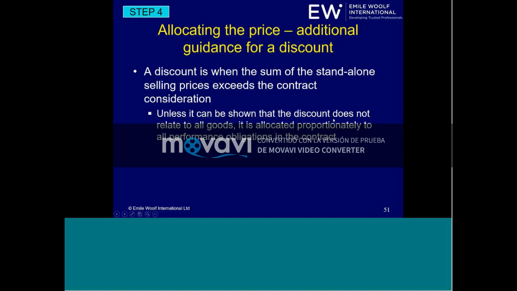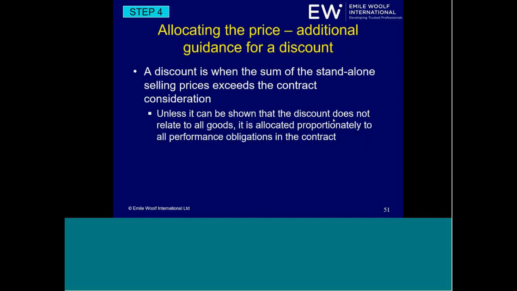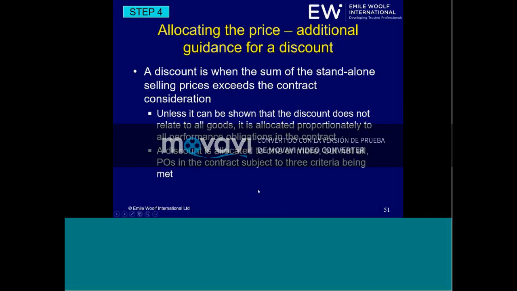To all goods, it will get allocated proportionately. Allocated to then one or more, but not all of the performance obligations, subject to 3 criteria. So let's have a look at an illustration. X sells 3 products at the following standalone selling prices.